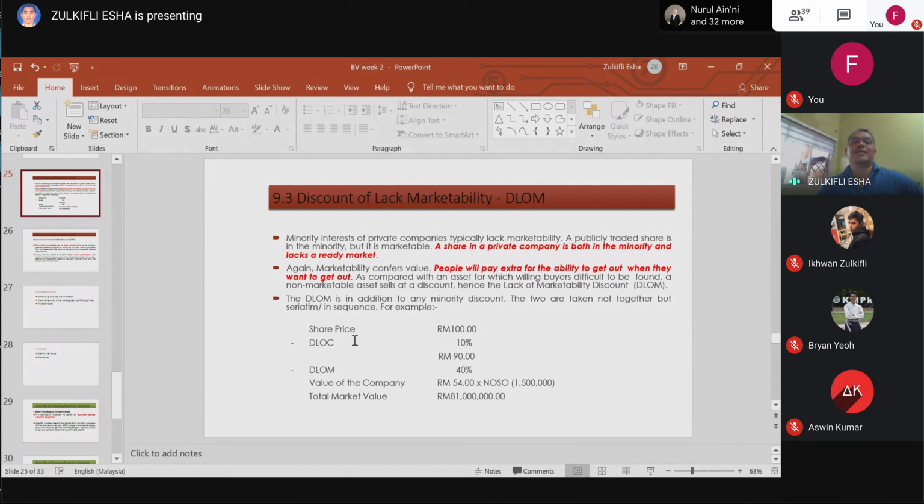But for a private limited company, we have to give some discount for the lack of marketability. So this is the example of DLOC and DLOM. DLOC is discount for lack of control, and DLOM is discount for lack of marketability. C stands for control, M for marketability, and DL is discount for lack of. When we do the case study for these different types of valuation, we will go through them. But how severe is the impact on the valuation? If you look at this simple example, for DLOC it only deducts 10%, but for DLOM 40%. Why is DLOM higher than DLOC?